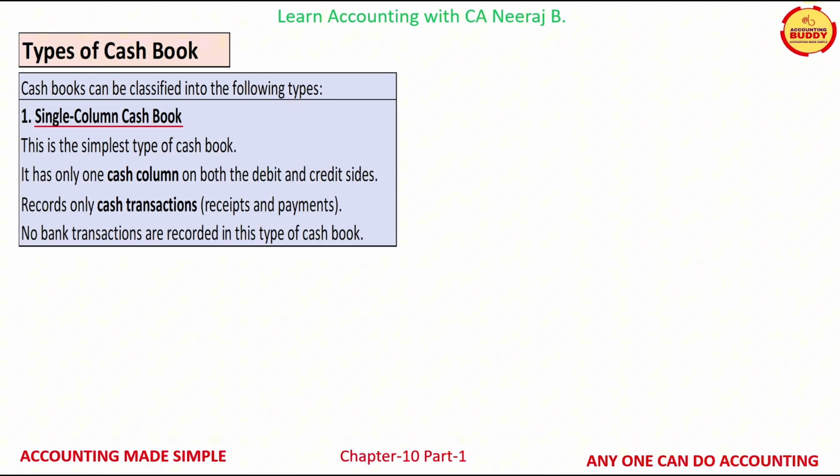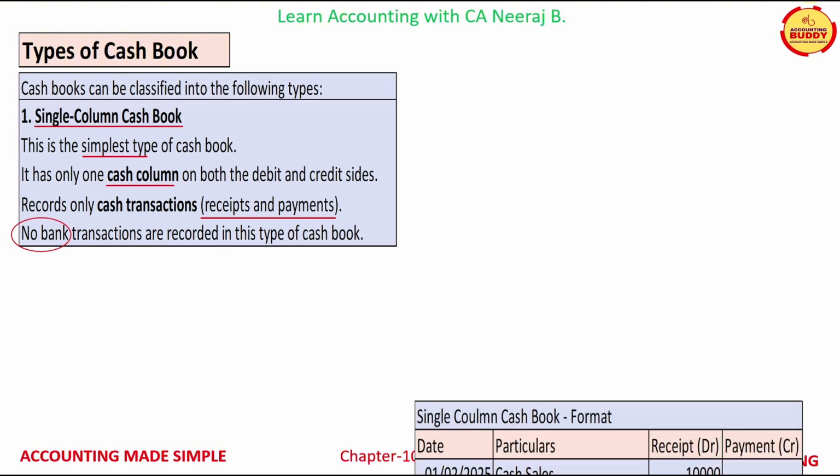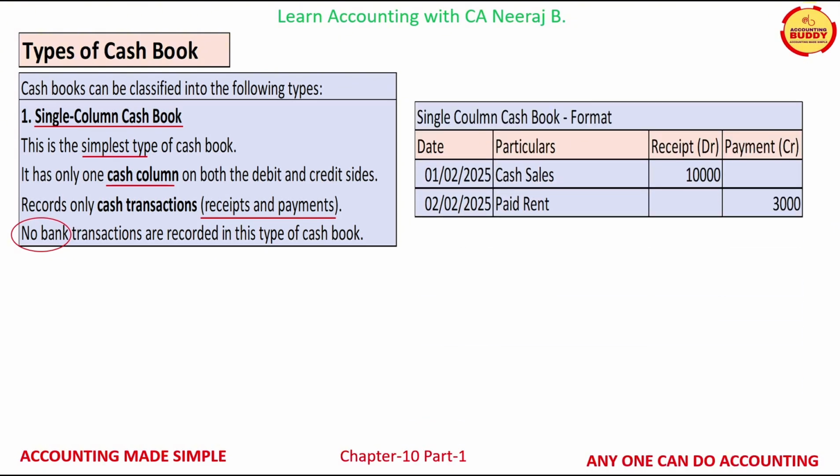First is single column cash book. This is the simplest type of cash book. It has only one cash column on both debit and credit sides. It records only cash transactions of both receipts and payments. No bank transactions are recorded in this type of cash book. Specimen format of a single column cash book is displayed on your screens.